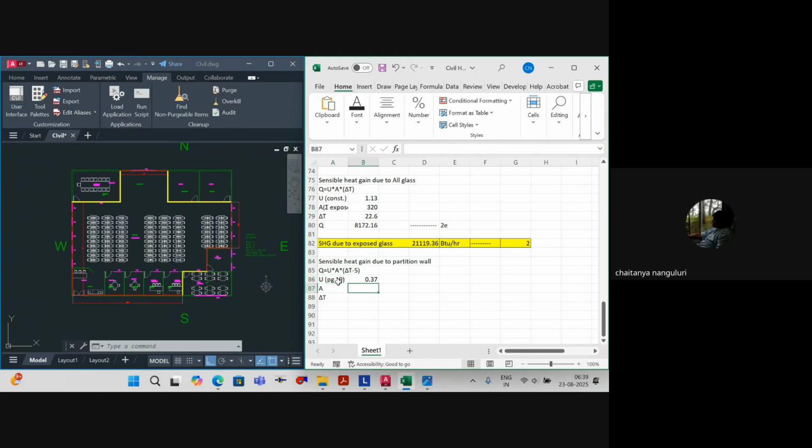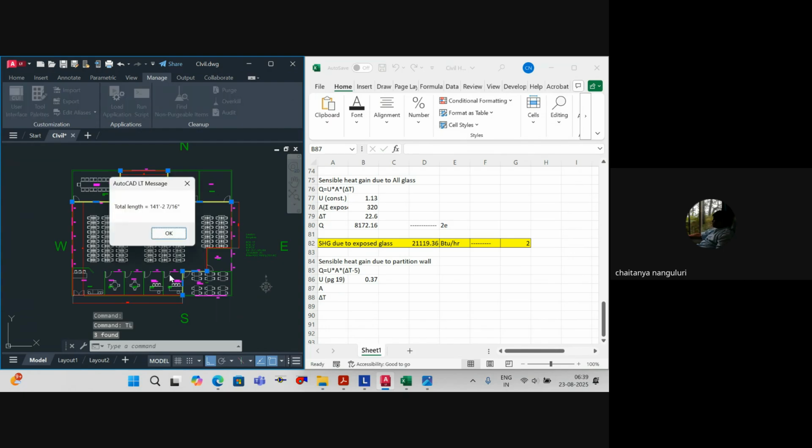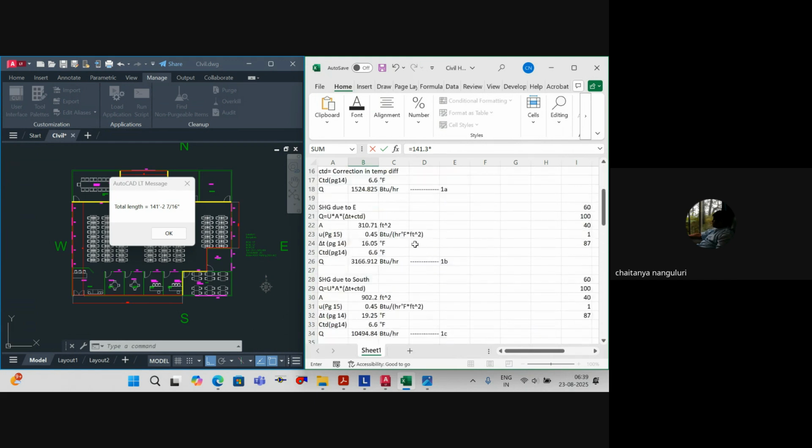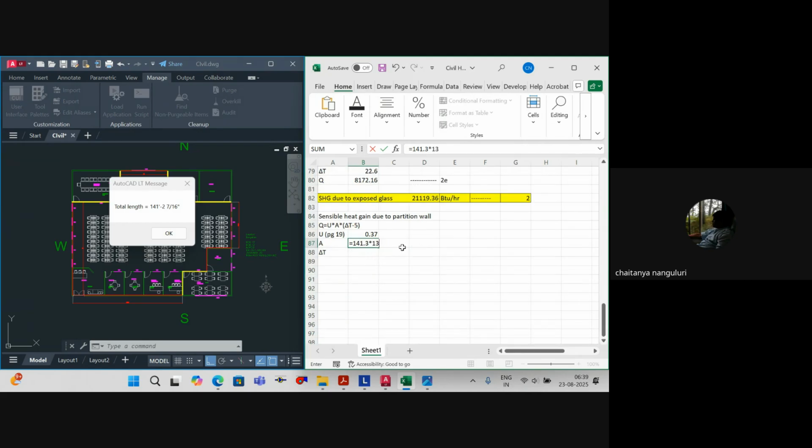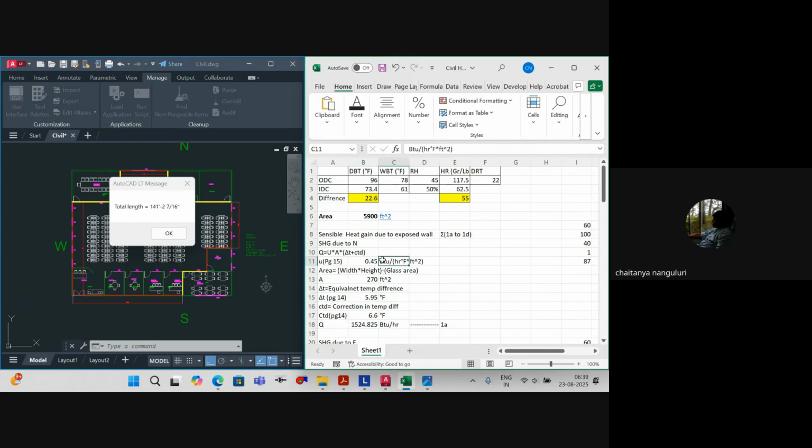Then coming to area. Area of the partition wall, we have already got it. How much was area? 141.3 feet into bottom of the slab. I have to take it, yes or no? What is bottom of the slab? 13 feet, right? Is it 13 feet? Just a sec, I'll write it here. Yeah, into 13. I'll write here the basic details as well.